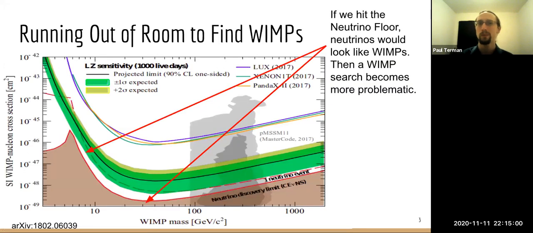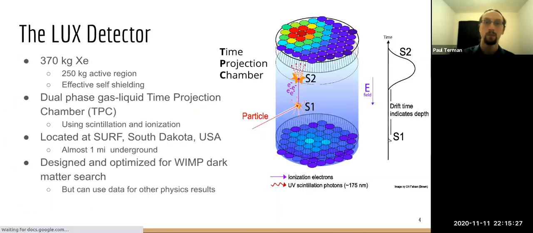This is what I call the WIMP parameter space problem, because as you can see, as we keep pushing lower and lower in the WIMP parameter space, we're getting closer to this neutrino floor. This graph shows the projected sensitivity of LZ, that's LUX's big brother, which is about to go online. And as you can see, we're getting very close to that neutrino floor, where we wouldn't be able to tell the difference between a WIMP and a neutrino. We need to start looking elsewhere.